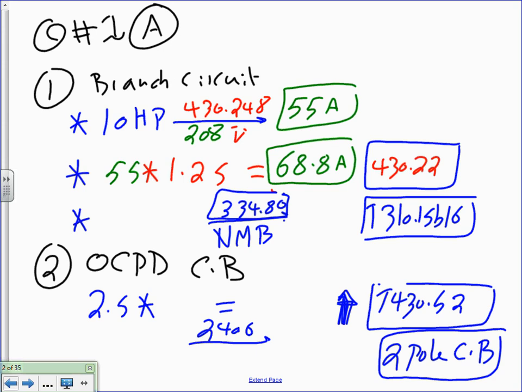Okay. Then you're gonna take the 68.8 amps. You're going to take it, because we're using NM cable, guys, this is 334.80 NM cable. You're going to take this one to which table? 310.15(B)(16). And what conductor you're going to get? And 310.15(B)(16). And which column? Anybody can tell me which column and why?